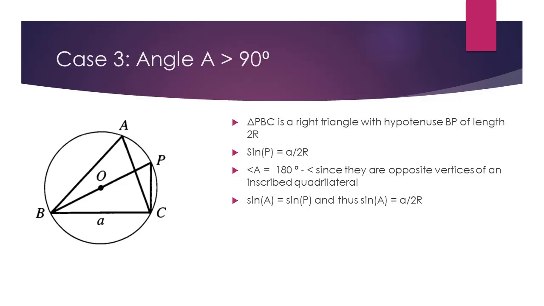For example, we know that sine of 30 degrees is 1/2. Well, 30 plus 150 equals 180 degrees, so 150 degrees is a supplementary angle to 30 degrees, and the sine of 150 degrees also equals 1/2. So that's just one example. Therefore we know that sine of A equals sine of P. So a over sine of A equals 2R, thus proving our third case, and therefore we can say a over sine of A equals b over sine of B equals c over sine of C equals 2R.